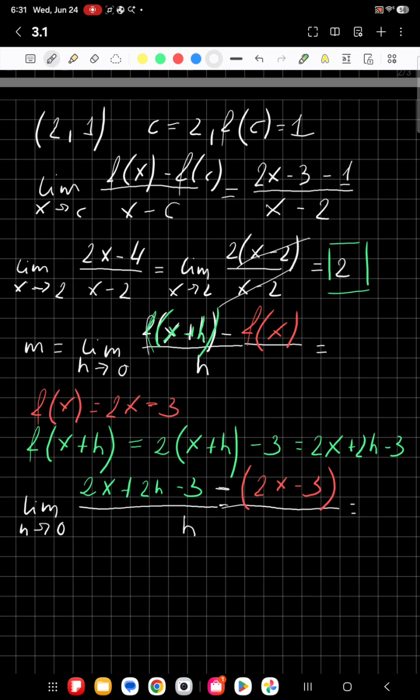Okay, so we have the limit, h approaching 0. Let's still use those colors. So 2x plus 2h minus 3, and then we have minus 2x plus 3, over h.